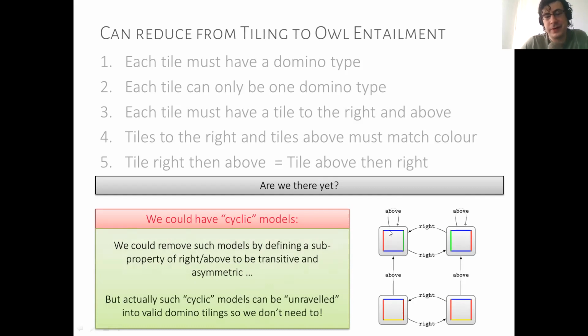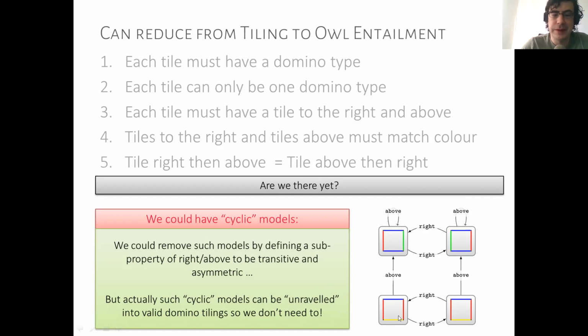Although we would need to prove it, it's not so difficult to prove that these sort of cyclic models can be expanded into an infinite tiling, right? They represent a repetition that we can use to tile in an infinite way. So we don't really need to ban these sorts of models, because if there is a model like this, then we can just unfold it into an infinite tiling.